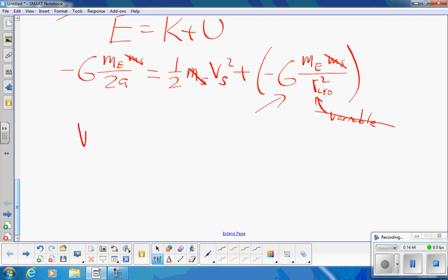I'm going to get Vs squared equals this term added to the side. Oh, I made a goof. I'm glad you caught it for me. That's not r squared. This is potential energy. It's just plain old r.